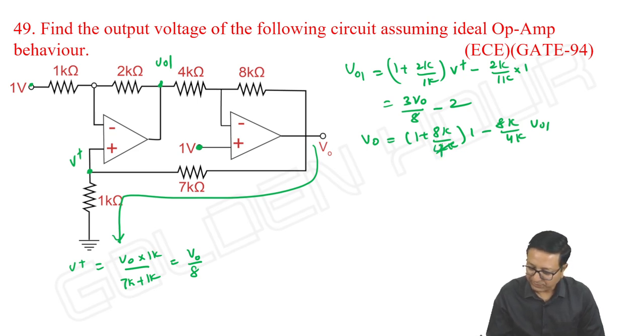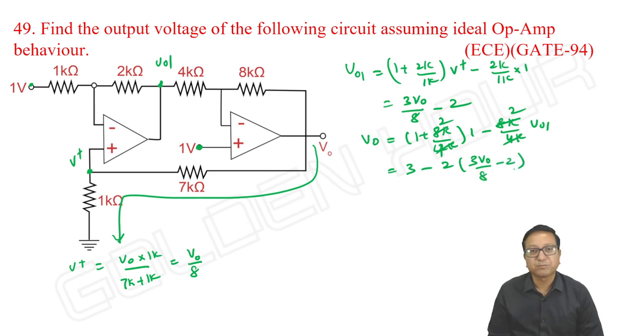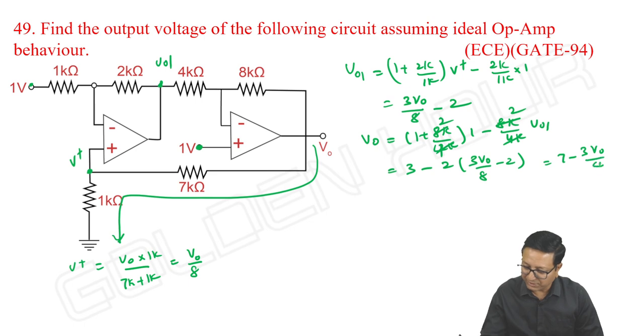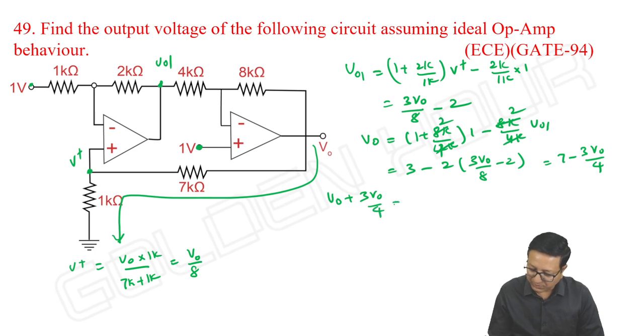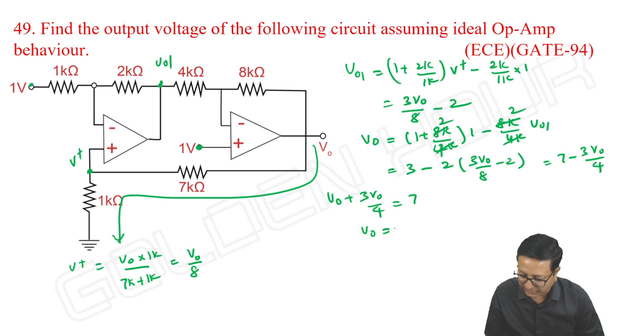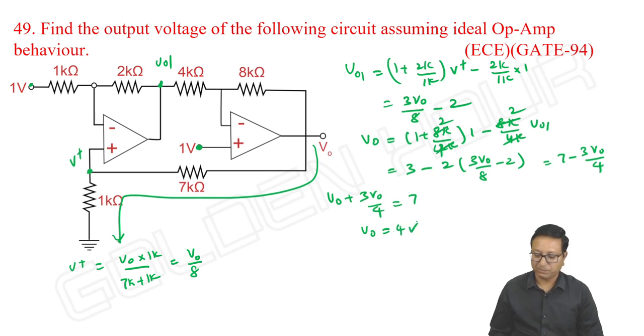So 8k by 4k is 2, and 1 plus 8k by 2k is 5, so it is 5 minus 2 into (3V output by 8 minus 2). How much do we get from this? It is 7 minus 3V output by 4. Then V output plus 3V output by 4 is equal to 7. So V output is equal to, directly I am writing, 4 volts.